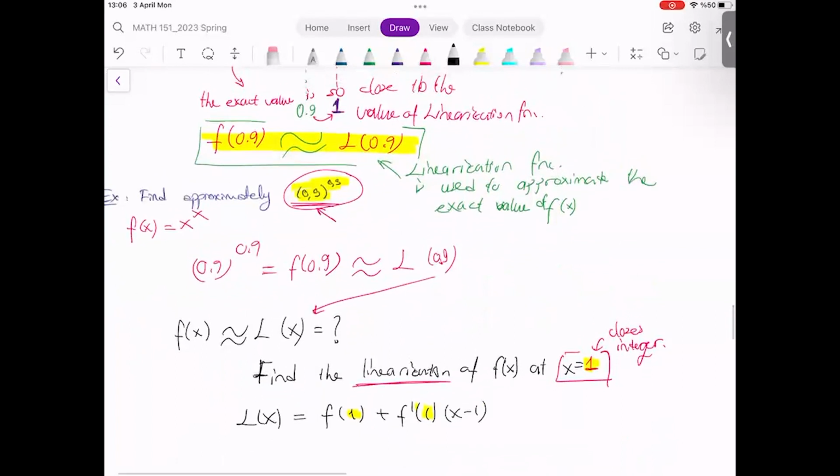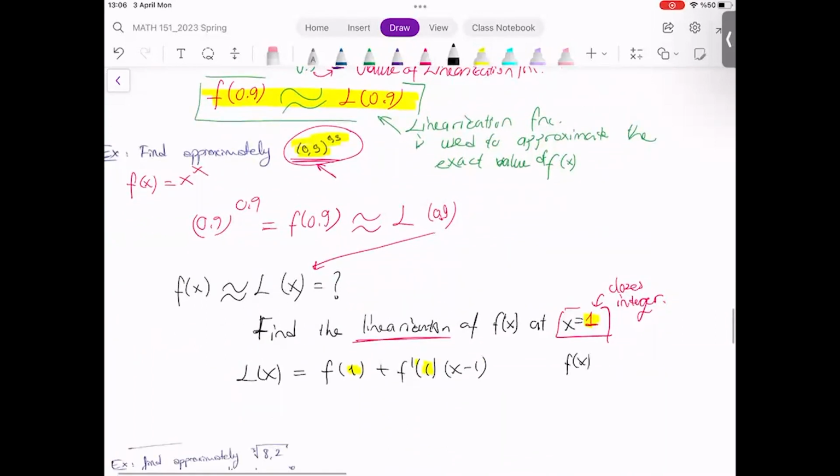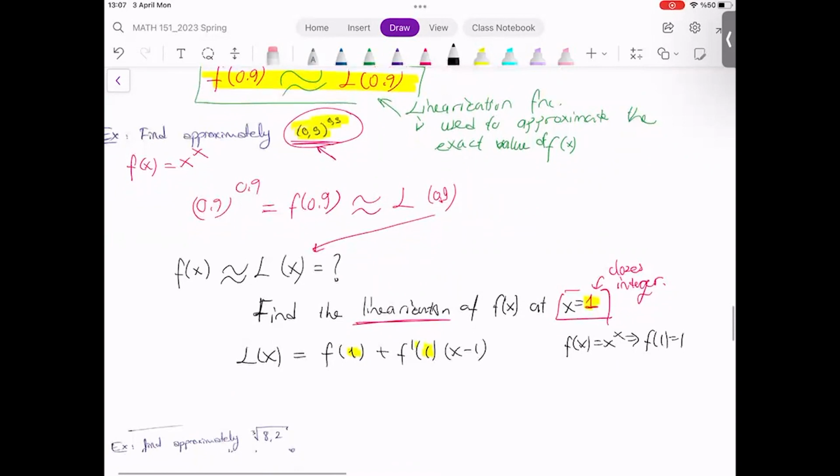Okay, what is f of 1? Your function is, you know, x to the power x function. So f of 1 is obviously 1. What is f prime of 1? Okay, this is 1, but what about this? To compute the image of your first derivative at 1, you need to find the first derivative of your function.